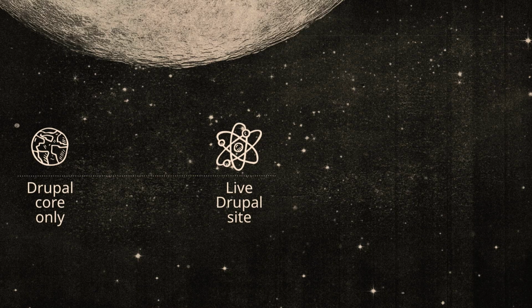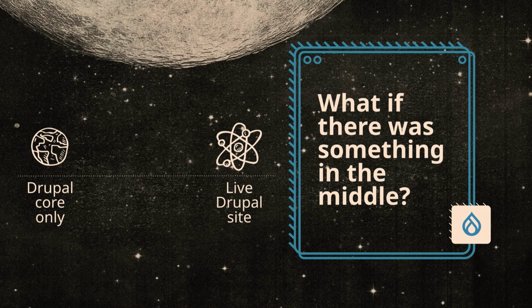So the idea is that, if you just have Drupal core, and you take Drupal core and then you build your site out of it, if that's the entire process you have, what if there was something that sits in between them, something to help you get from 0 to 60? And that is where Drupal Starshot comes in.